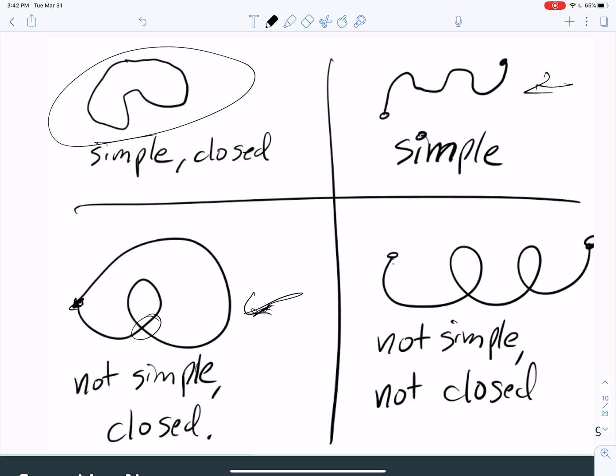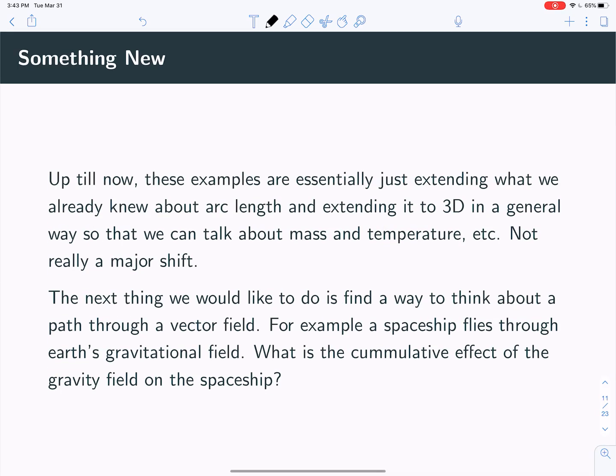It doesn't intersect itself, but it's also not closed up. And then this one here would be not simple and not closed. It intersects itself and it doesn't close itself back up. So there are going to be some technical theorems that talk about whether a curve is simple and closed, and so most of the time we'll want a curve to be for sure simple and ideally simple and closed.